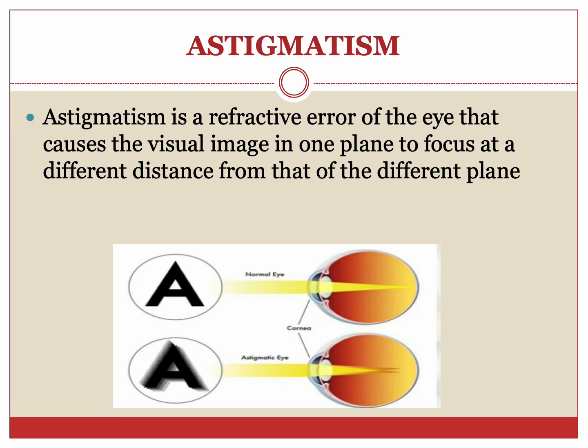Now moving on to another refractive error, which we call astigmatism. Astigmatism is a refractive error of the eye that causes a visual image in one plane to focus at a different distance from that of the other plane. So in one plane, the image will be formed at a different distance than in the other plane, which we call astigmatism.